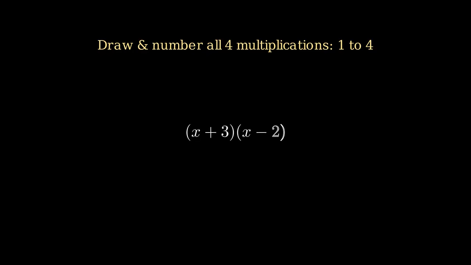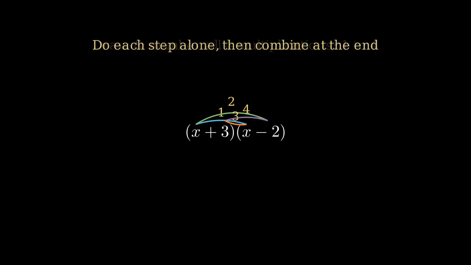Before you multiply anything, draw 4 connecting lines between the terms in the 2 brackets and number them 1 to 4: first, outer, inner, last. Complete each of these 4 multiplications as its own isolated step, writing down every result, and only combine like terms at the very end.